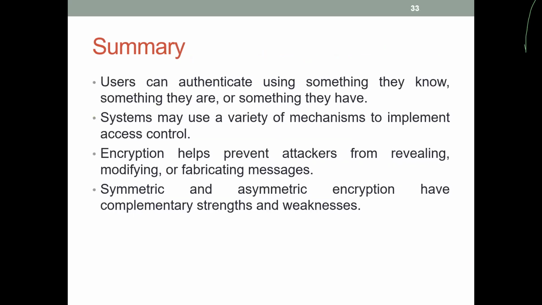So this is the summary of what we have discussed. We discussed what authentication is and the different types of authentication features we use. Then we discussed access control mechanisms. Then we discussed cryptography, and the two different types of encryption. These are the things we have discussed up to now. Any questions?